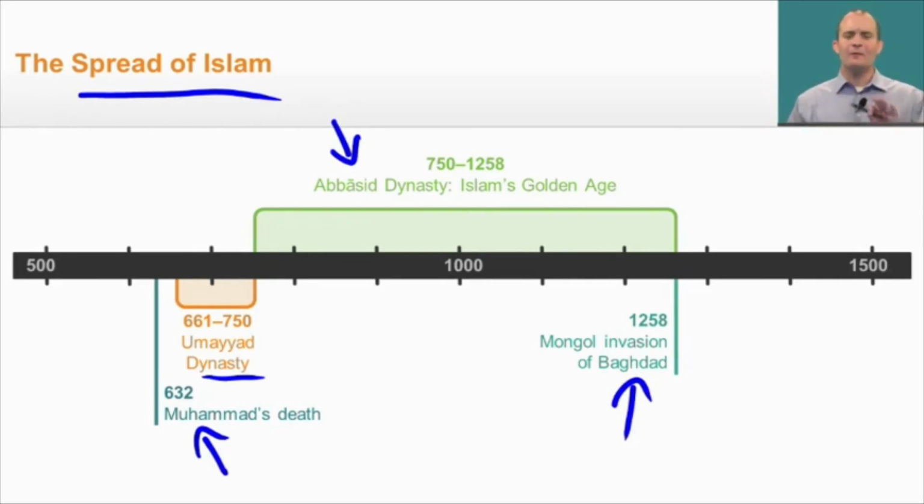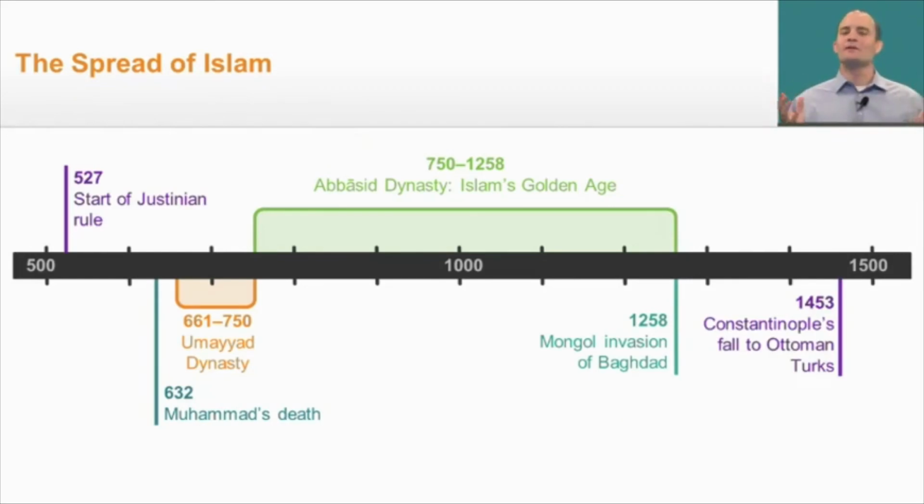But recall, I don't want you to live in a historical bubble. There are other things going on during this time period. You see in 527, the start of Justinian's rule, and in 1453, Constantinople fell to the Ottoman Turks.